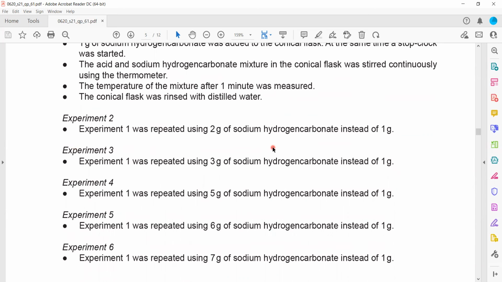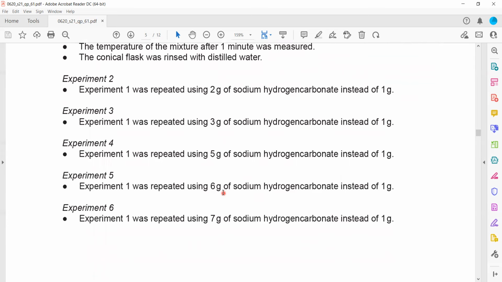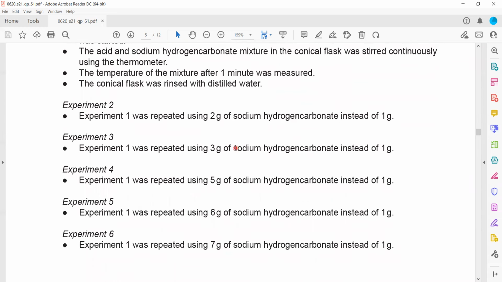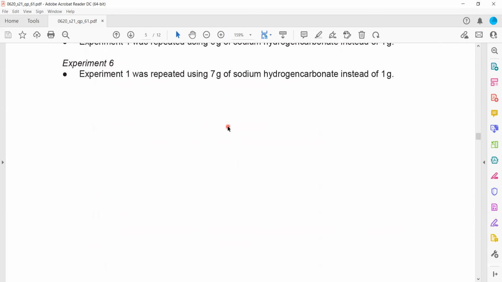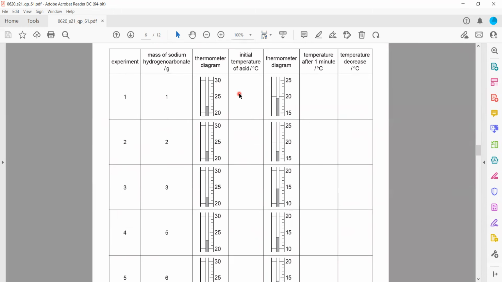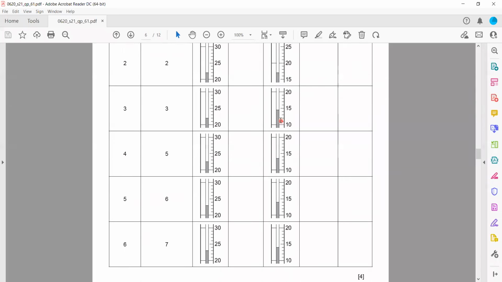Then experiment 1 was repeated using 2 gram of sodium hydrogen carbonate instead of 1, then 3 gram, then 5 gram, then 6 gram, and 7 gram. So basically what we did, the amount of sodium hydrogen carbonate used is changed for each experiment. Now use the thermometer diagram to complete the table and calculate the temperature decrease. So these are the values.